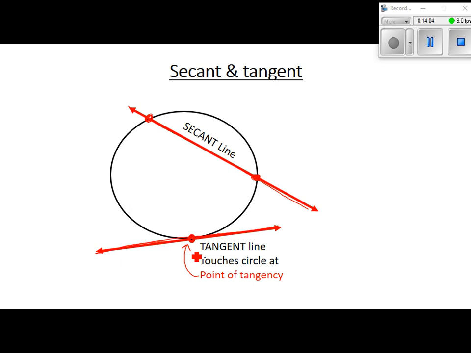So secant goes through the circle. Part of that secant is always a chord. Goes from here to here. That segment from there to there would be a chord. So it goes all the way through. A tangent just lays on the edge of the circle, touches it at exactly 1 point.